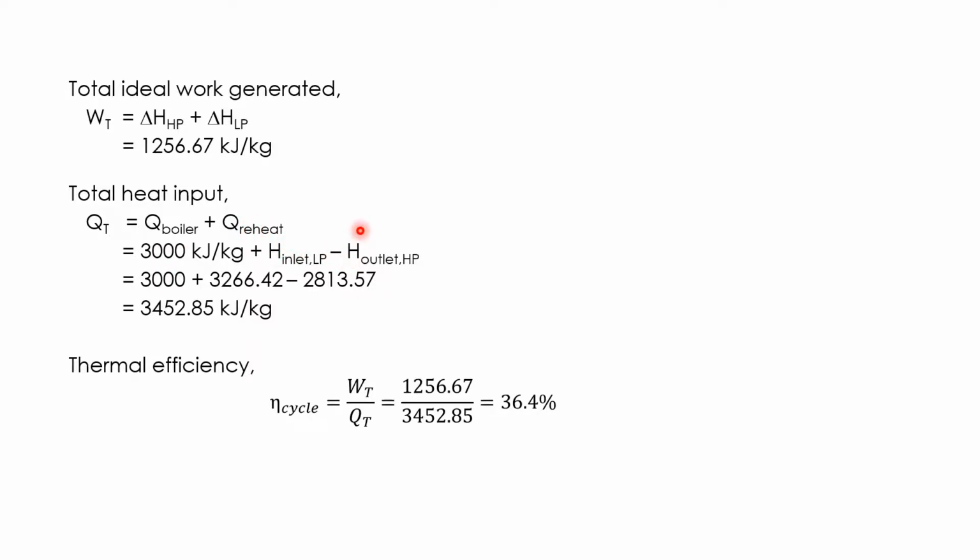between the two boiler. So you can also find out the value in this chart, and in the end we can calculate the thermal efficiency, that is equal to the work divided by the total Q. We end up with a value of 36.4%.